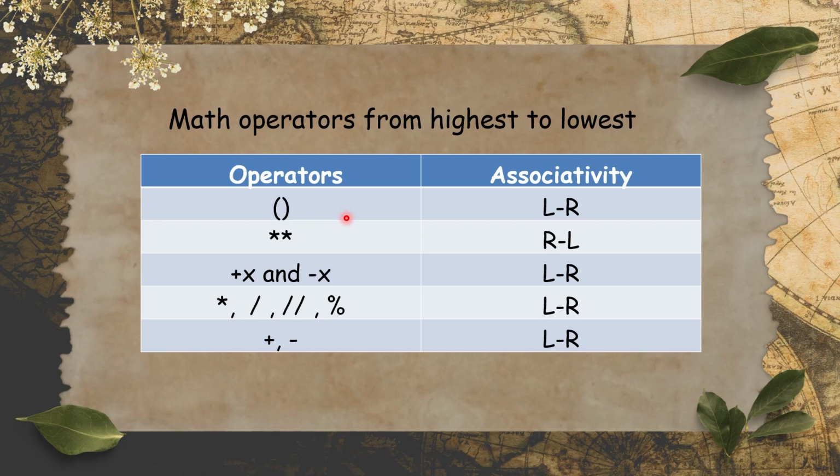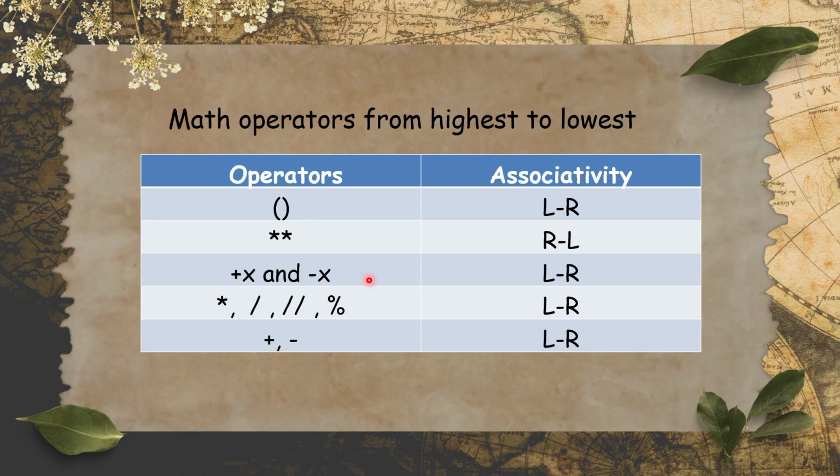After parenthesis, next what you have is exponent. You might be confused: is this a multiplication or exponent? This is an exponent. How it differs from multiplication is that exponent is always represented by a double asterisk. So whenever you encounter a double asterisk, you have to know that it is an exponent, and it is evaluated from right to left, not from left to right.